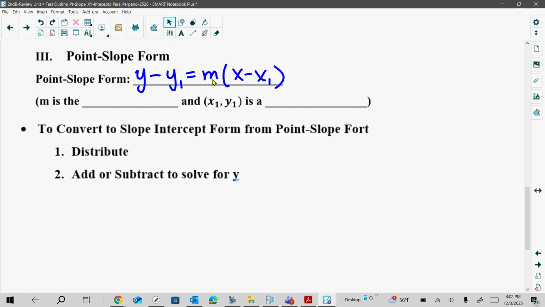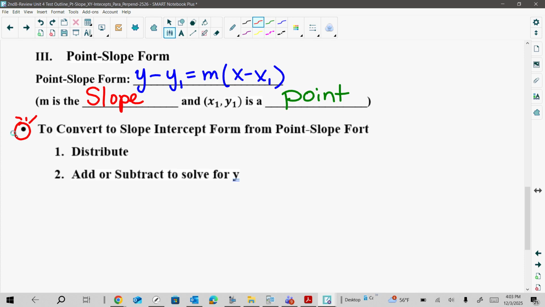So the parts in the form you have to know is what the m stands for. M is your slope, and what your x1 and y1 is. This is the coordinates to your point. So what we're going to ask you to do here is plug in those parts, but then this is the part that's really important, is make sure that you can convert to slope-intercept form, because that's the only form we can graph in. So what we would end up doing here is remember to distribute and then add or subtract to solve for y. So we're going to practice using that form.